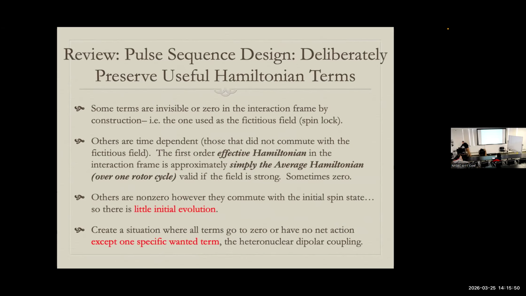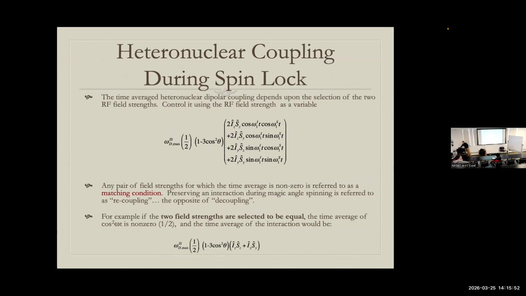The one specific wanted term, heteronuclear dipole, is this. It takes this form and it has 4 terms. You are going to, as your review for today, verify this, see if you find an error. Any pair of field strengths for which the average is non-zero. So we get to pick omega 1 for I, and we get to pick omega 1 for S. We get to pick these, okay?